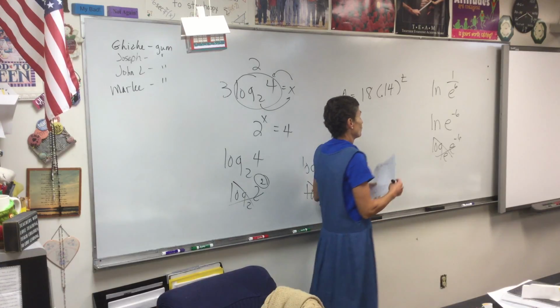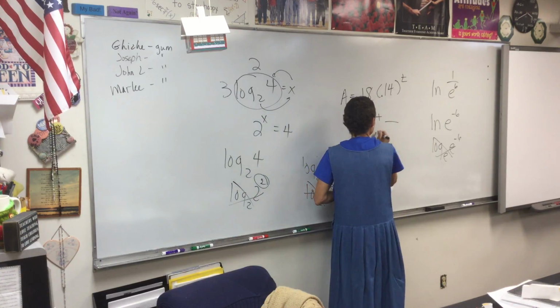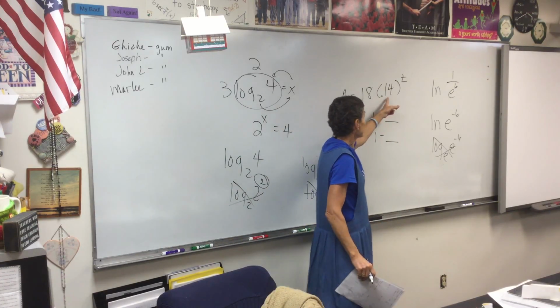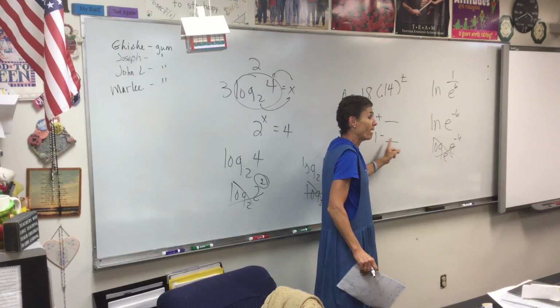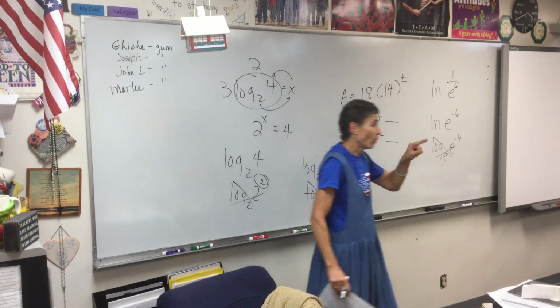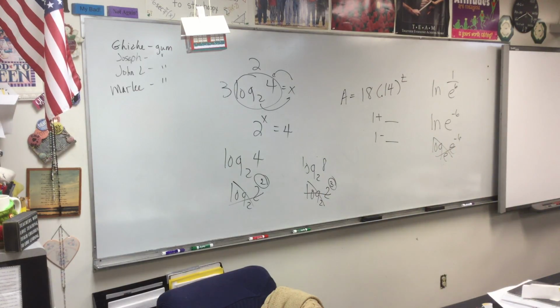Remember, the rate of growth or decay is either 1 plus something or 1 minus something, right? So this number is 1 minus 0.86. So this is 0.86 or 86% decay. Whatever we have is shrinking really fast. 86% decay. What's the initial value? How many are we starting with? 18. Good.